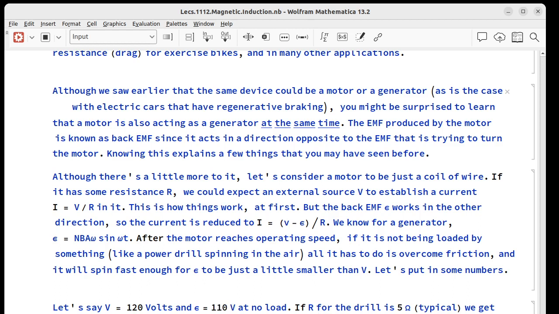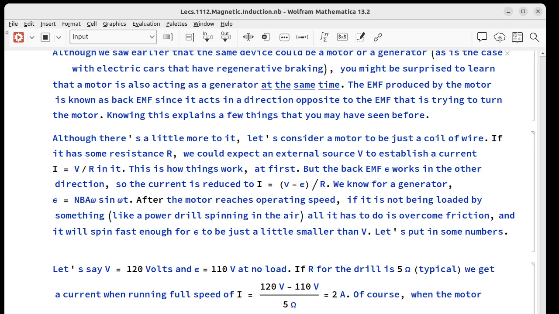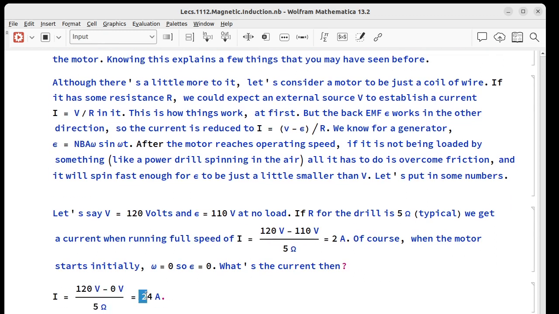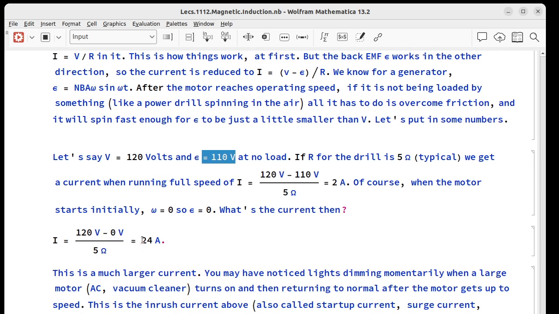Now, when the motor starts initially, omega is 0, so the back EMF is 0. So what's the current now? 120 minus 0 over 5 is 24 amps. This is huge comparatively. This would be enough to trip your household breakers for a regular outlet if it continued. But it only does this for maybe a second while the drill spins up to speed and starts producing back EMF.